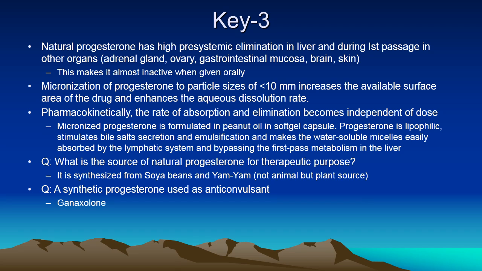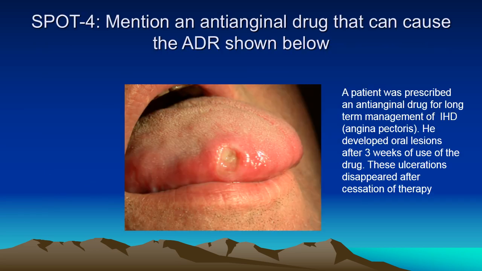What is the source of natural progesterone for therapeutic purposes? Unlike insulin, it is soybean or yam, and not the animal source from where progesterone is synthesized today. Another question could arise: a synthetic progesterone derivative which has anticonvulsant activity, ganaxolone.